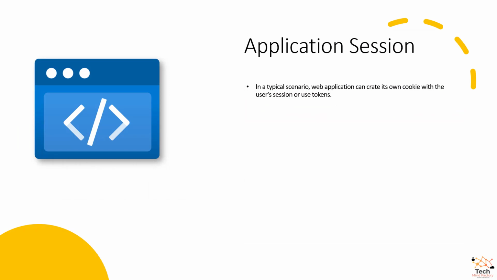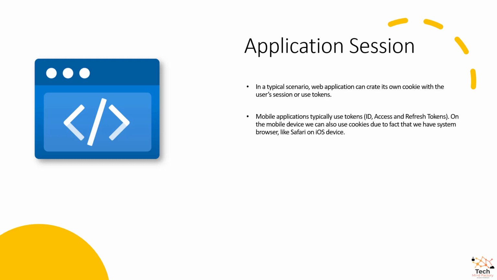So after the B2C session, we have the application session, as I mentioned. In a typical scenario, a web application can create its own cookie, as I mentioned before, with the user's session, or use tokens. So if you use, for instance, Blazor web applications, you will see that when you use Microsoft Authentication Library, you use tokens. Microsoft Authentication Library caches tokens in either session storage or local storage. We can configure that.